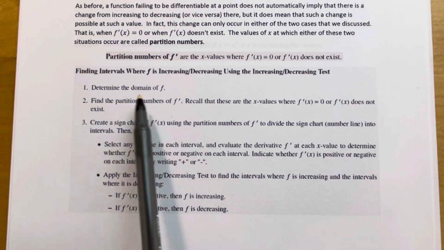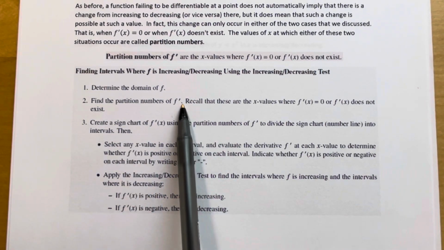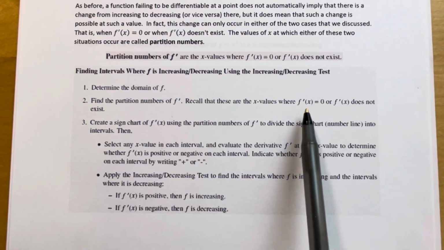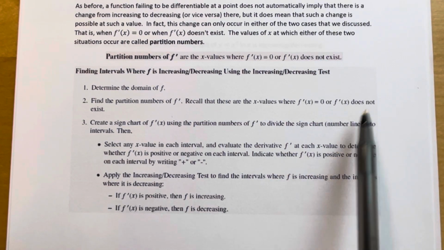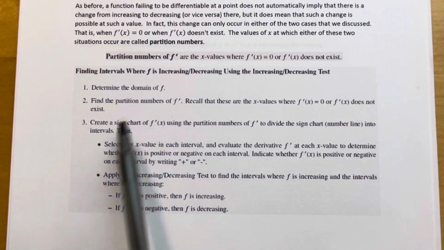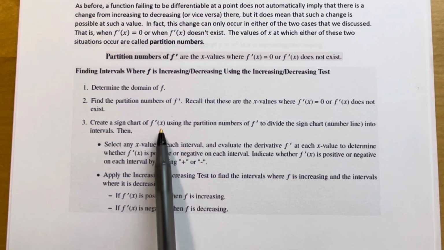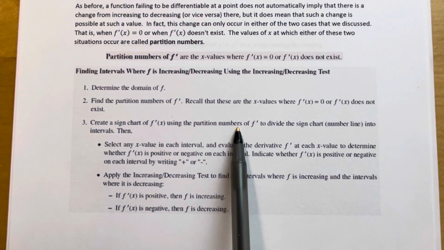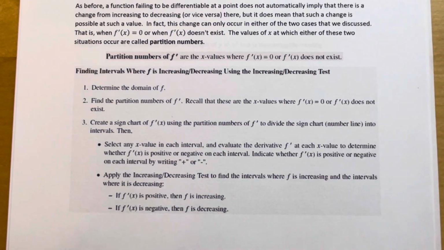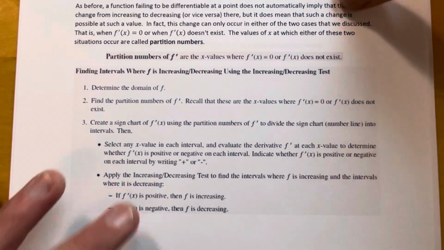Then, second step, we find the partition numbers of f prime. That's what we defined up here. So again, anywhere where the derivative either equals 0 or does not exist. And then step 3, notice, is a big step here. We create a sign chart of f prime by using those partition numbers to divide the number line into a bunch of intervals or subintervals. And then we use test points within those intervals to determine if the function is increasing or decreasing. Rather than read through all of this, I'm going to make this a little bit more clear with some examples.